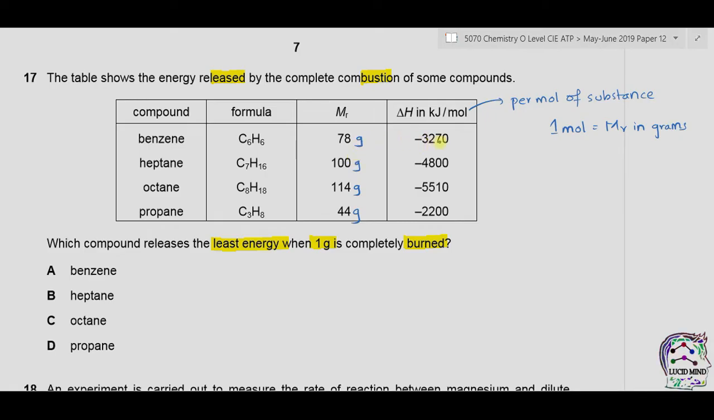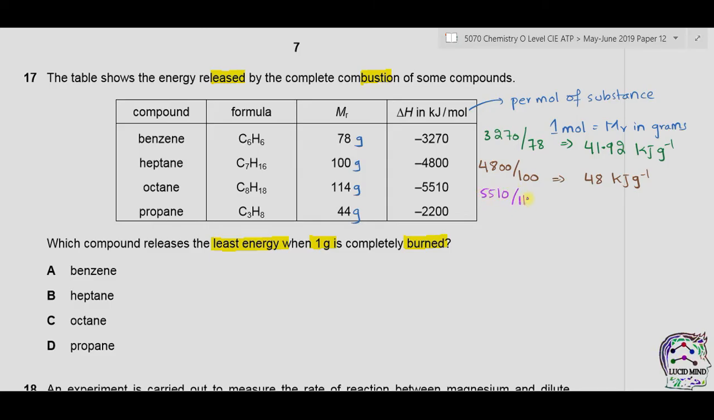As we have 3270 which is released by 78 grams, so for 1 gram it will be equal to 3270 divided by 78, which is equal to 41.92 kilojoules per gram. Similarly for the second one we can find energy per gram by dividing 4800 by 100, which comes equal to 48 kilojoules per gram.